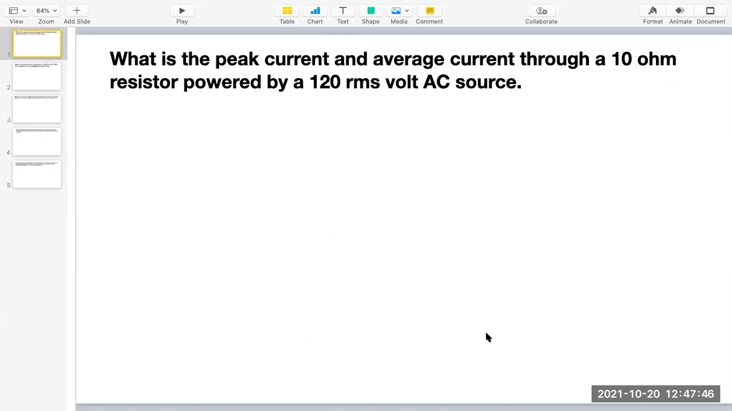So simple circuit, we've just got our AC source and a resistor. So what would be the peak current that you would get, and the average current through this circuit? Work it out.